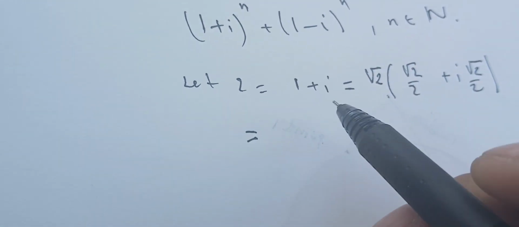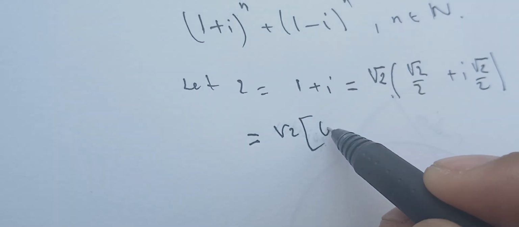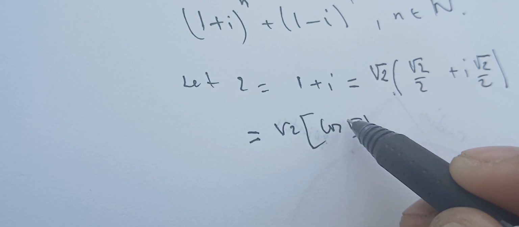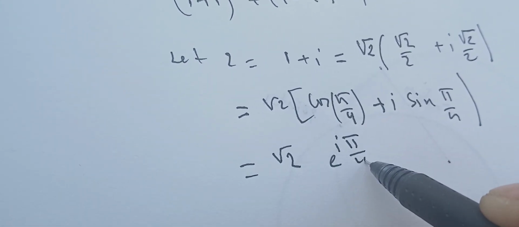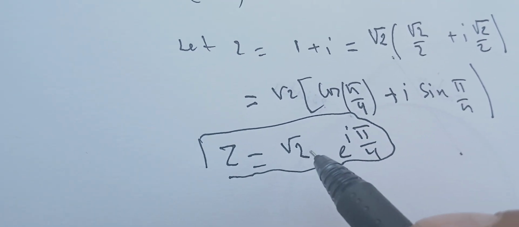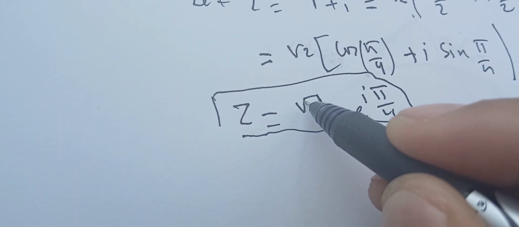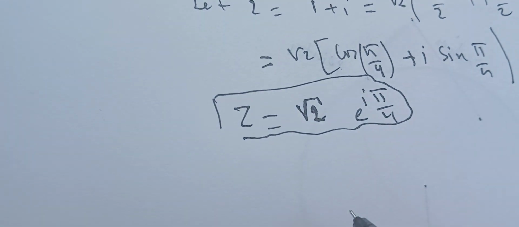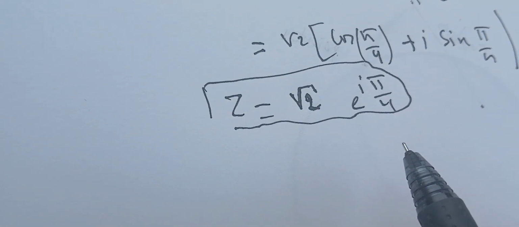Now we notice that square root of 2 over 2 is just the cosine of pi over 4 plus i the sine of pi over 4. So now we can write square root of 2 times e to the i pi over 4. So this is our z. We'll get more videos and do this in detail in the next videos. Check my other videos, as I have started complex analysis and complex algebra for students.